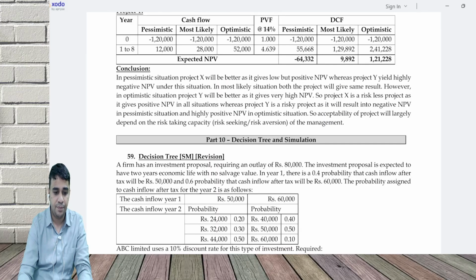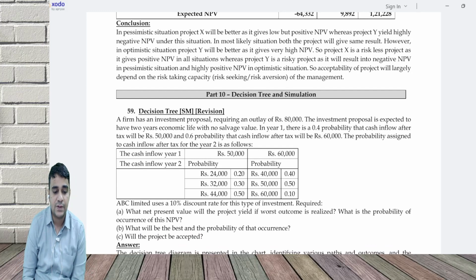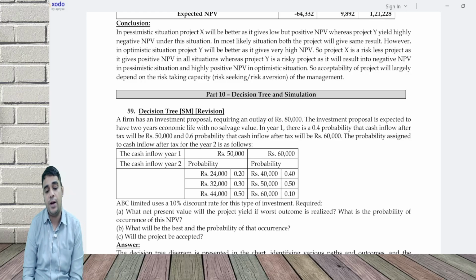Let's see this. A firm has an investment proposal requiring an outlay of 80,000. Investment proposal is expected to have 2 years economic life with no salvage value. In year 1, there's a 0.4 probability that cash inflow will be 50,000.